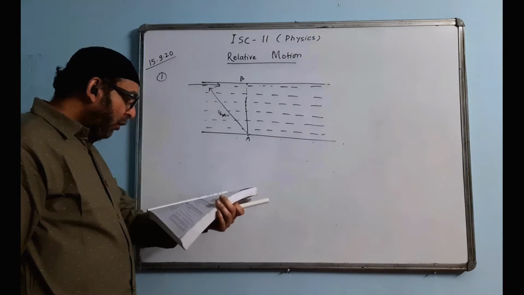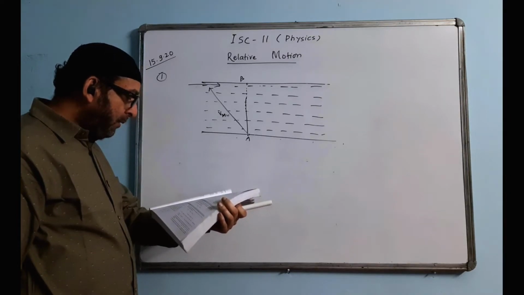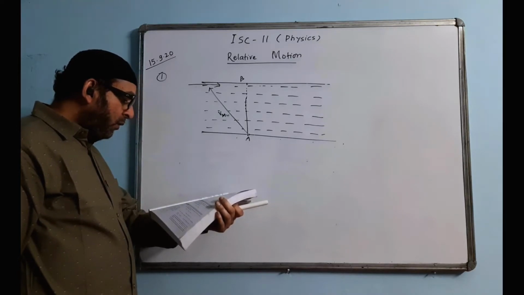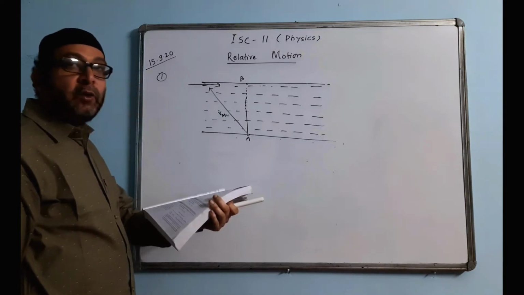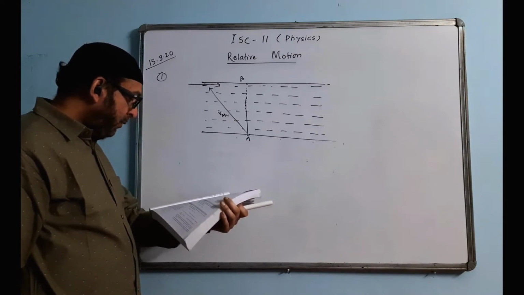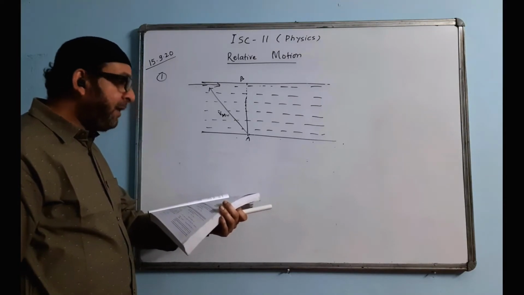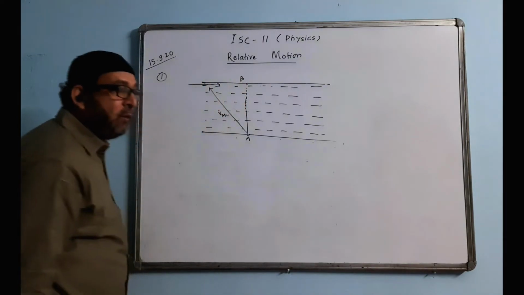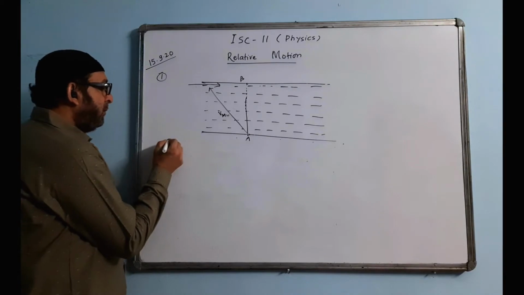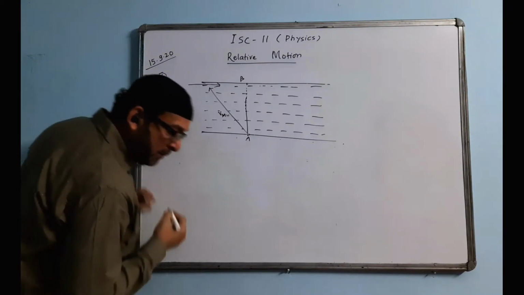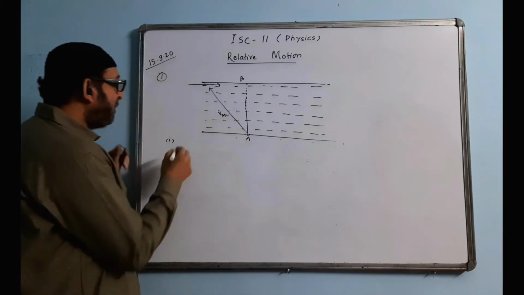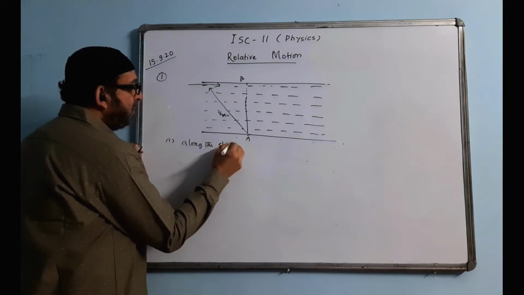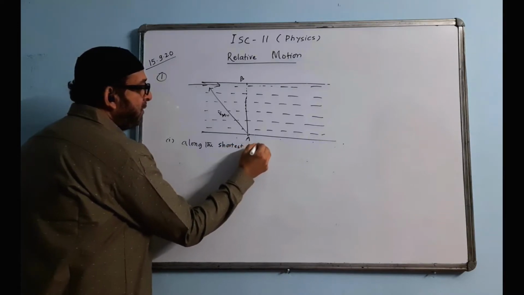A man on the south bank of the river, capable of swimming at 10 meters per second in still water, wants to cross the river, number 1, along the shortest path, and number 2, in shortest time. In what direction should he swim? You have to only find the direction he should start swimming. Case 1, first part: along the shortest path.